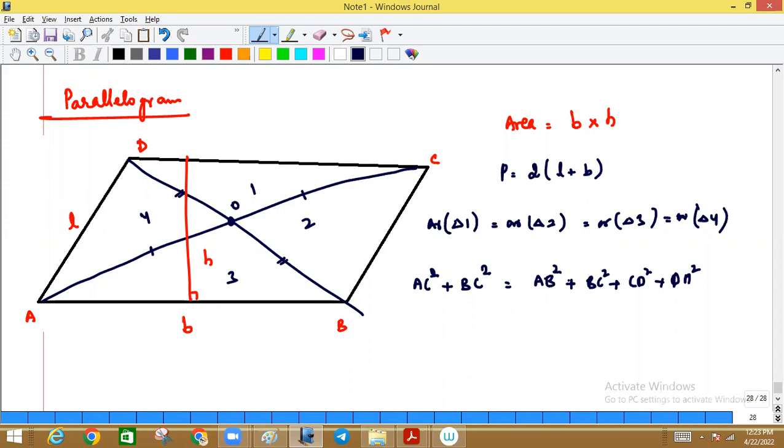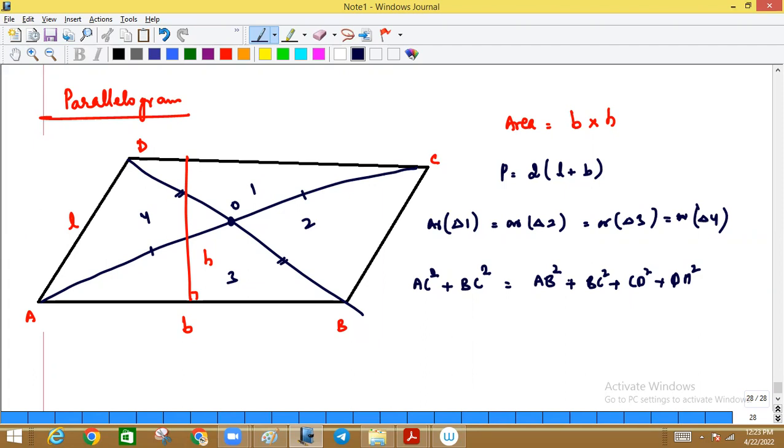Okay, why am I saying this? Why am I not saying it in the other one? If you look at square, rectangle, rhombus, we don't need to say this because you can always use the Pythagoras rule to find out the diagonal. Here you can't use the Pythagoras rule, yes or no? In order to use the Pythagoras rule, it should be perpendicular, but here nothing is perpendicular. That is the reason.